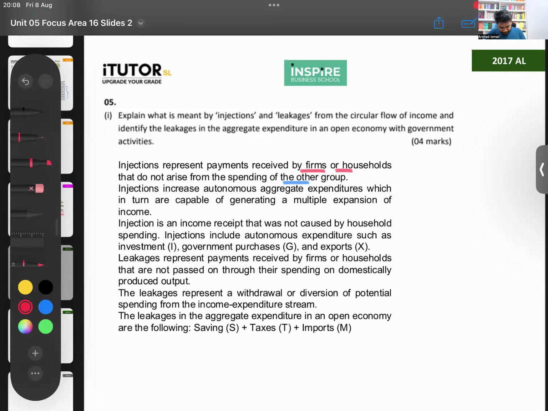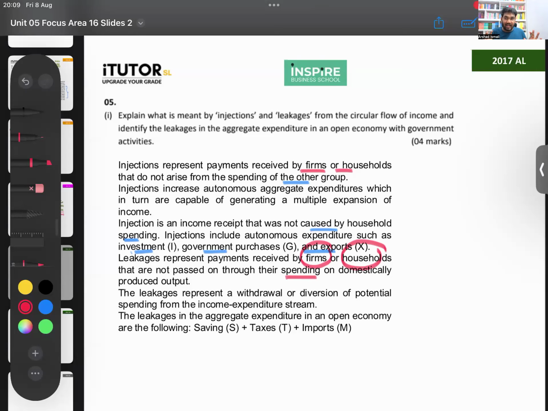Injection is an income receipt that was not caused by household spending. Injections are investment, government spending, and exports. You don't put loans down, you say investments, not savings and investments. What are leakages? Leakages represent payments received by firms or households that are not passed through their spending.